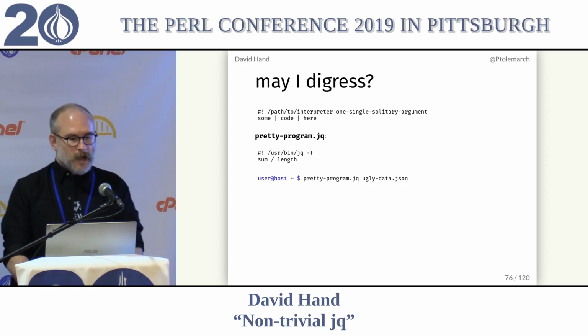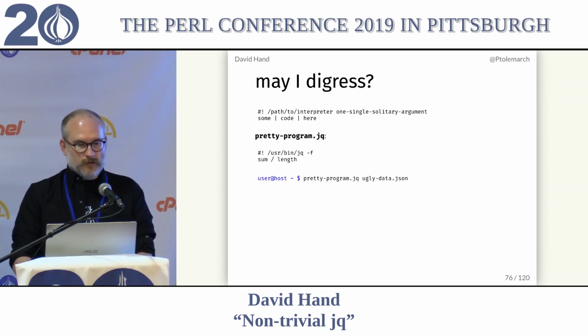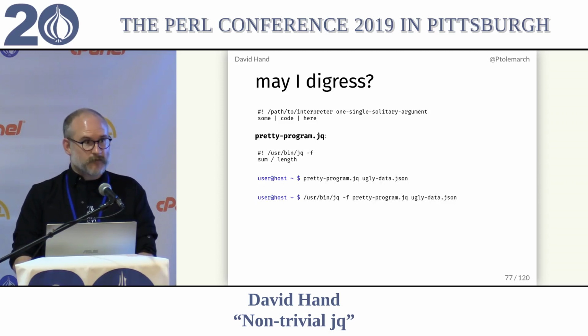Okay, so I run pretty-program.jq, right? It's a shebang script, giving it ugly-data.json. Here's what happens. We get the kernel, it's as if we had typed this, right? The kernel does /usr/bin/jq -f, because I put jq -f in my shebang line. And then it passes the file name of the script as the first argument, and then whatever arguments come after that.